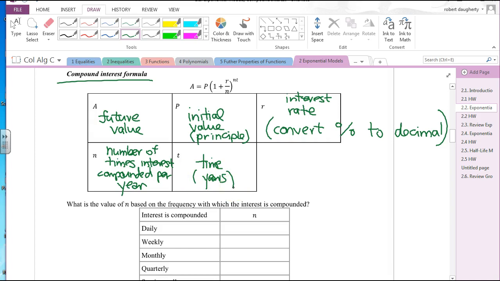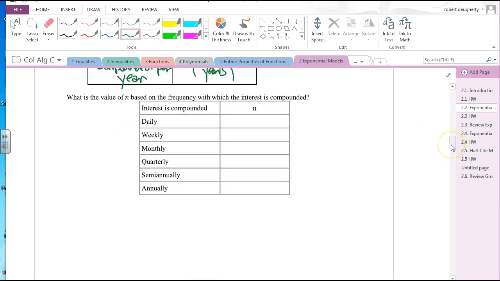So you'll have this formula. It's just as easy as figuring out what the values are, plugging them in, putting it into your calculator. Now, N is how often I compound the interest. If I were to compound the interest daily, how many times a year would I be compounding interest? 365. If I compound the interest weekly, how many times will I be compounding the interest in a year? 52. Monthly, 12. Quarterly, 4 times. Semi-annually, 2. Annually, 1. Okay?